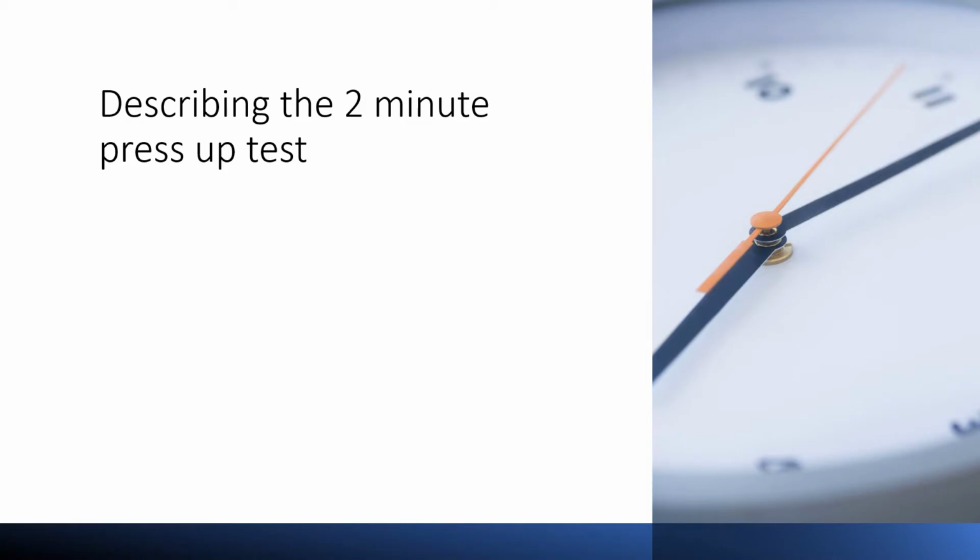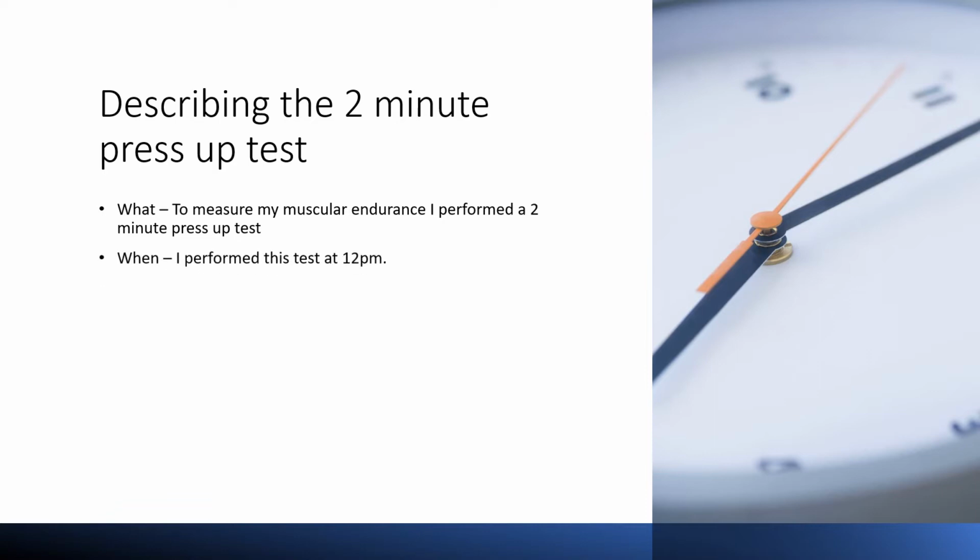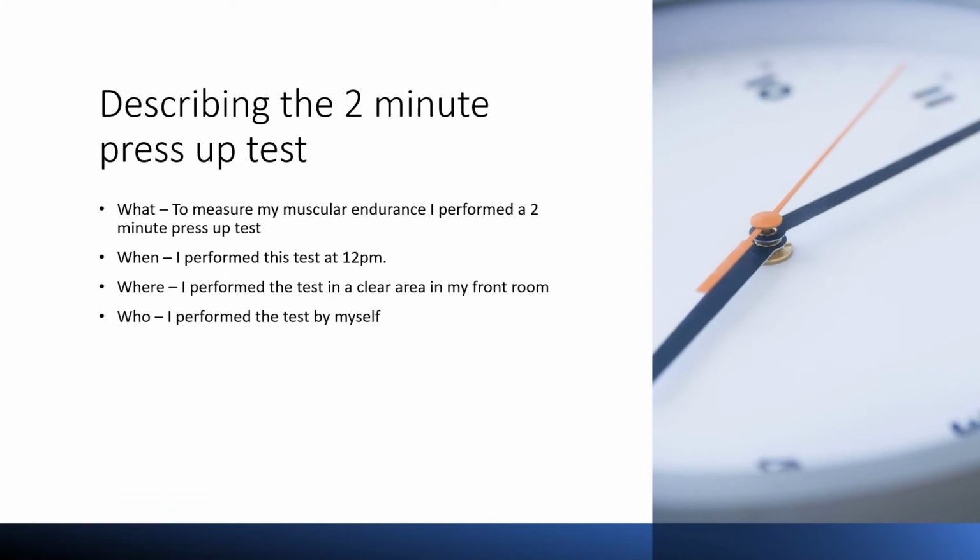So I'll now give you an example of how I would describe the 2-minute press up test. So I'm thinking about my 4 bums on the bench. So the first W is what? So to measure my muscular endurance, I performed a 2-minute press up test. And when did I perform it? I performed this test at 12 PM. Where did I do it? I performed the test in a clear area in my front room. Who did I do it with? I performed the test by myself.